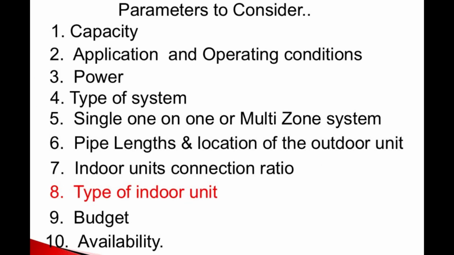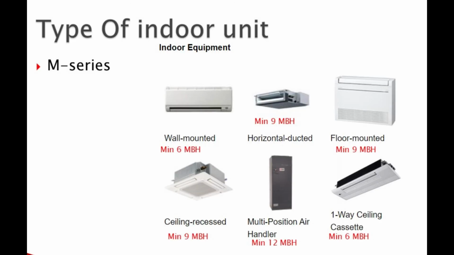Another important decision is the type of indoor unit you'll use for each zone. You can mix and match different types of indoor units, and each type has a different capacity range depending on the series. Let's take a look at the indoor unit options available. As mentioned earlier, there are different series for different applications. Here are the types of indoor units available for the M series, each with a corresponding capacity range. For example, wall-mounted units have a minimum capacity of 6 MBH, while all other types have a minimum of 9 MBH, except for multi-position air handlers.